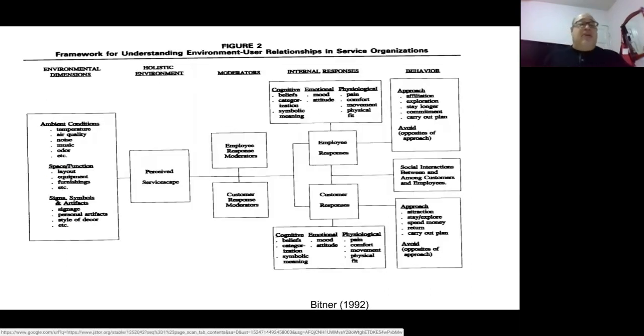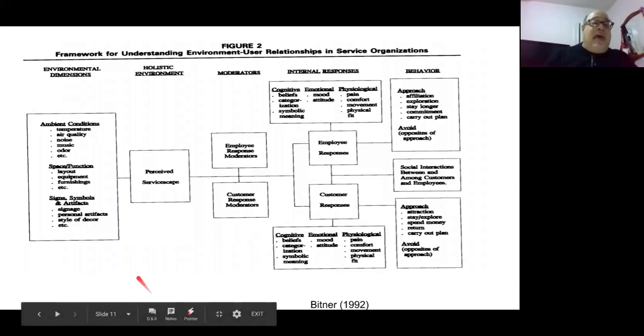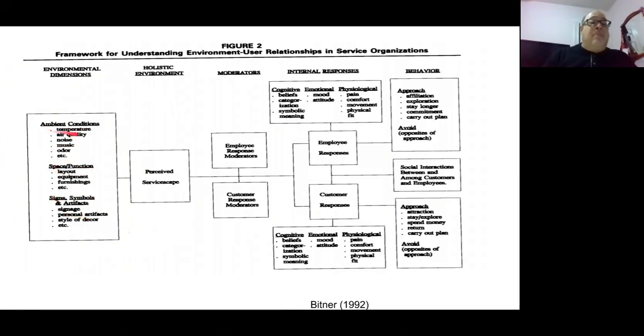But this slide here, this is the actual heart of Servicescaping. It's figure 2 from Mary Jo Bitner's article. The first thing that it talks about here on the left are the inputs, the stimulus, the conditions, the space and the function, and signs, symbols, and artifacts. So ambient conditions: temperature, air quality, noise, music, odor. The space function includes layout, equipment, and furnishings. Signs, symbols, and artifacts include signage, personal artifacts, style of decor, etc.